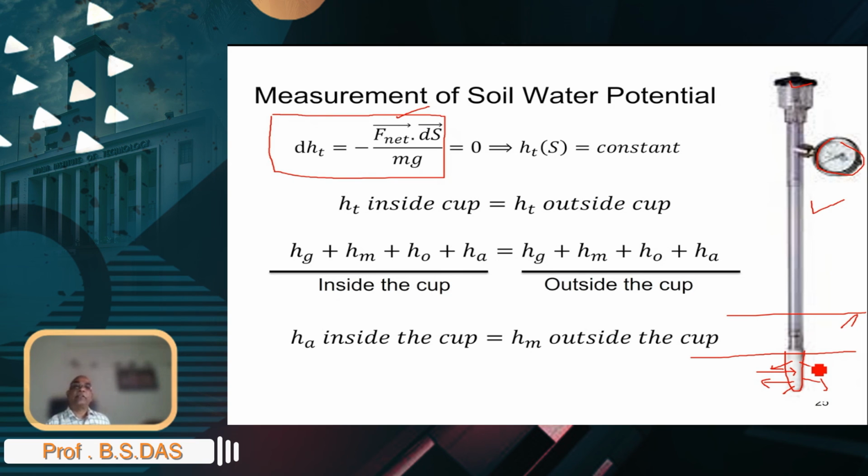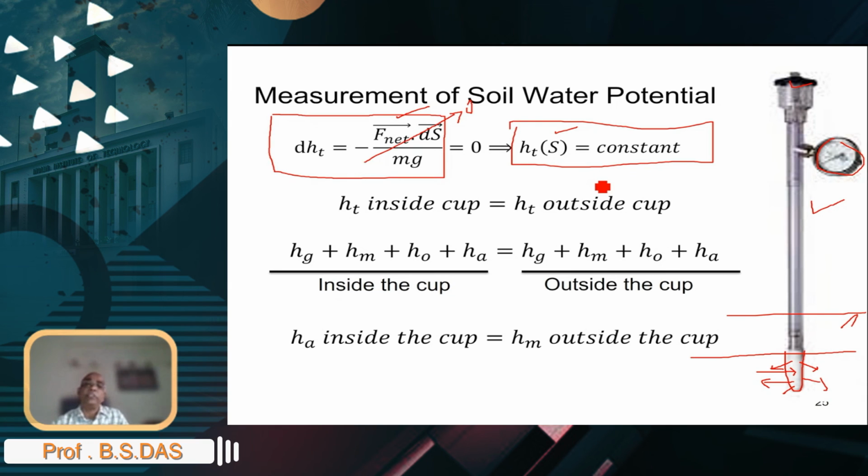What would happen at that condition is that water flow across that ceramic cup would stop, right? There is no flow. That means the net force acting on the water is going to be zero, and so this whole right hand side should be equal to zero. So therefore dHT equals zero. Therefore, if you integrate that, HT as a function of this coordinate s, the distance or displacement coordinate, is going to be a constant, right?